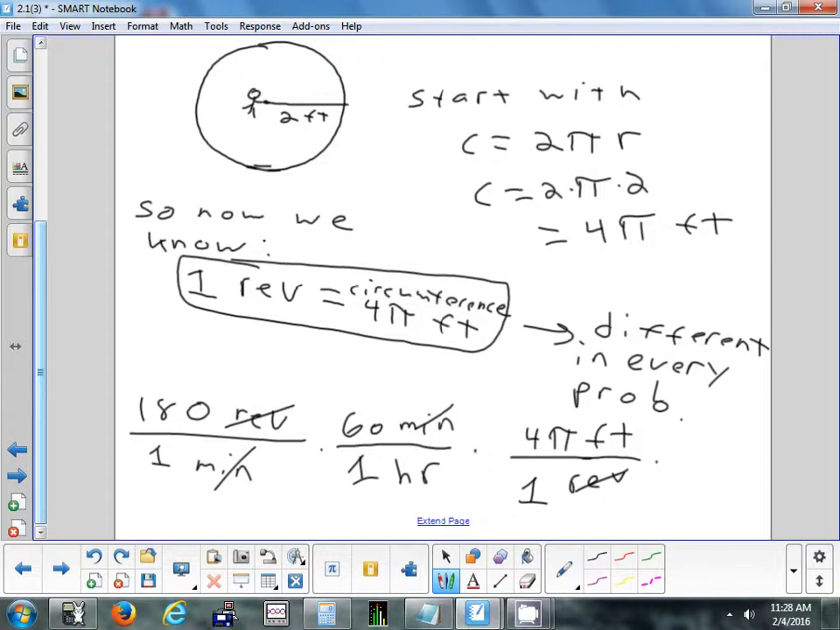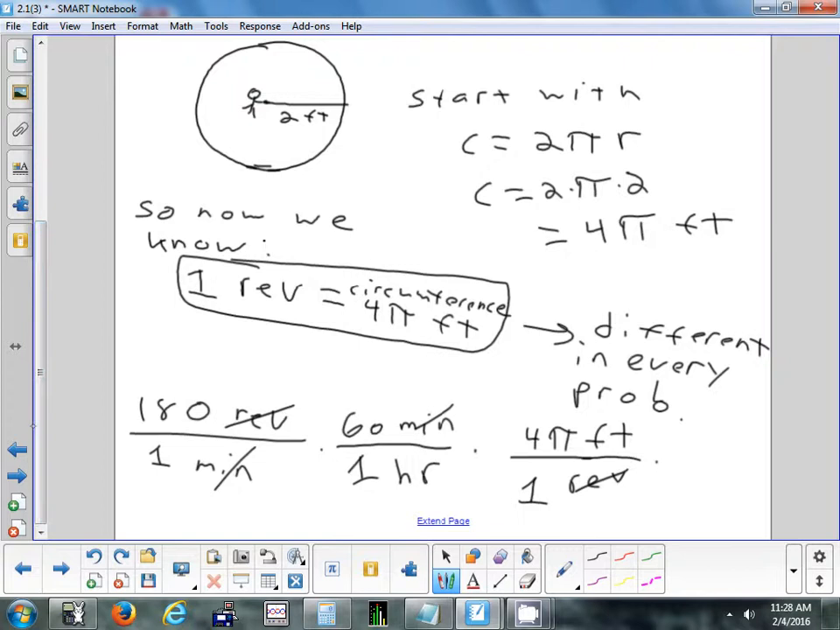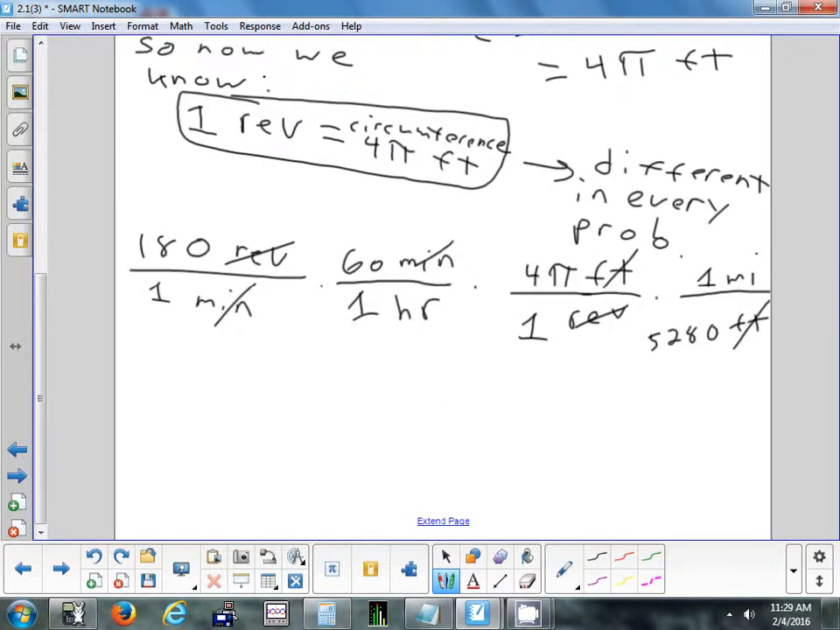Okay, is that what they wanted? Feet per hour for our final unit? You want miles per hour. Right. So, Stephen, what's my last conversion here to get rid of feet? 5,280 feet is 1 mile. Yep, 5,280 feet in 1 mile. Right, so let's see what happens. If the kid's swinging the rock on a rope 2 feet long at 180 revolutions per minute, and then they let it go, we're about to figure out how fast it would be going.